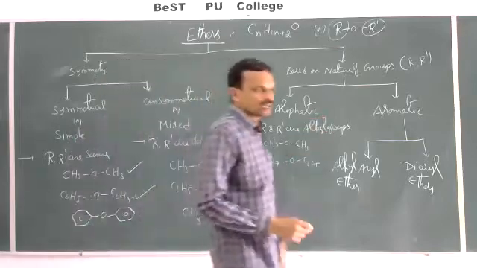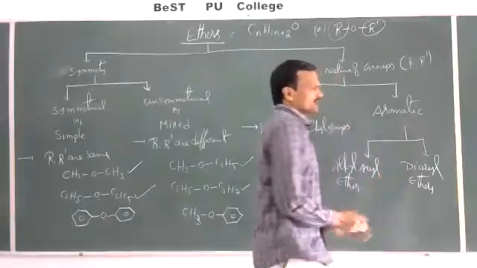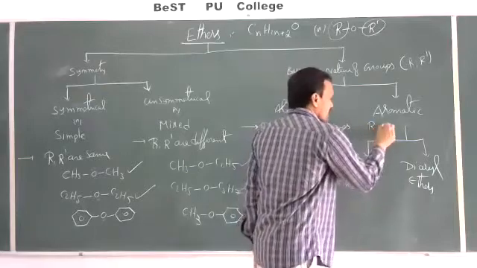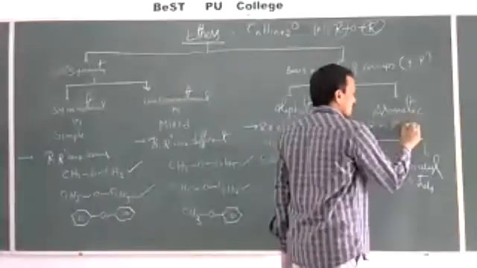Then what are aromatic ethers? See, aromatic ethers are those where either R, or R dash, or both are aryl groups.